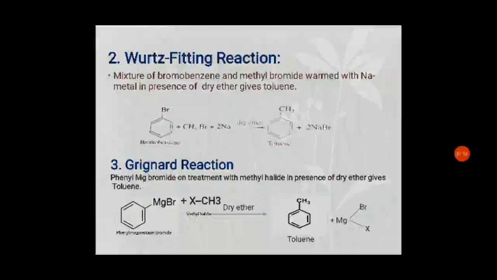This sodium removes the bromine from both the arene and the alkyl group, and this alkyl group gets attached to the benzene ring and we get toluene. So this reaction is carried out in the presence of dry ether.